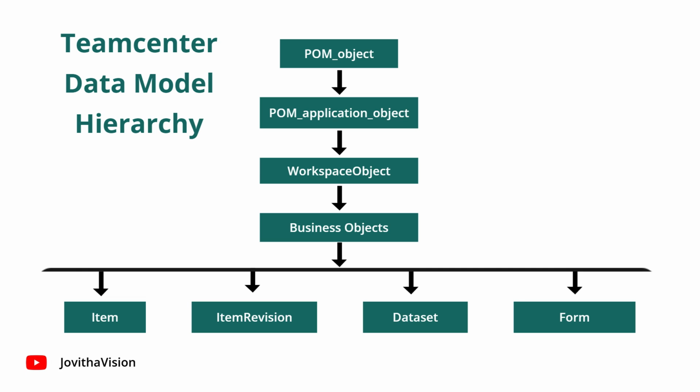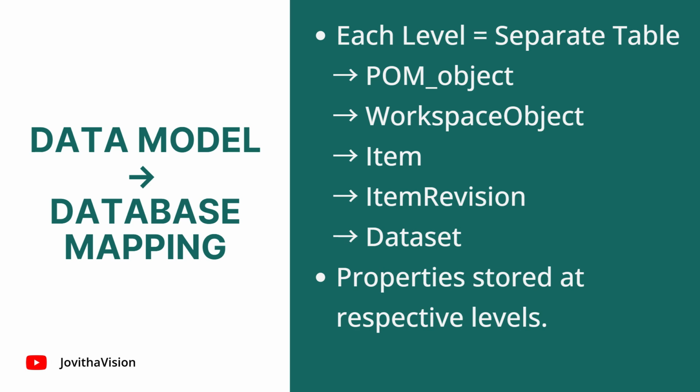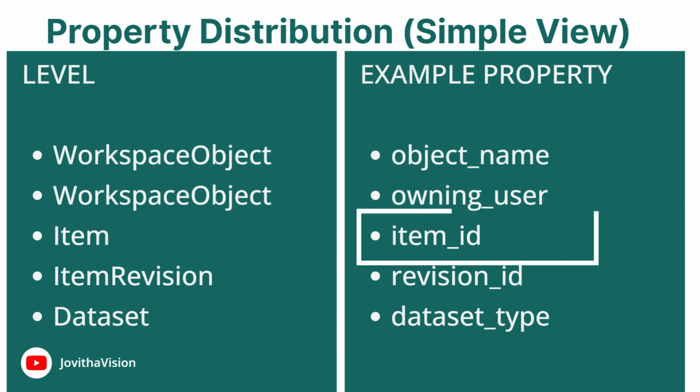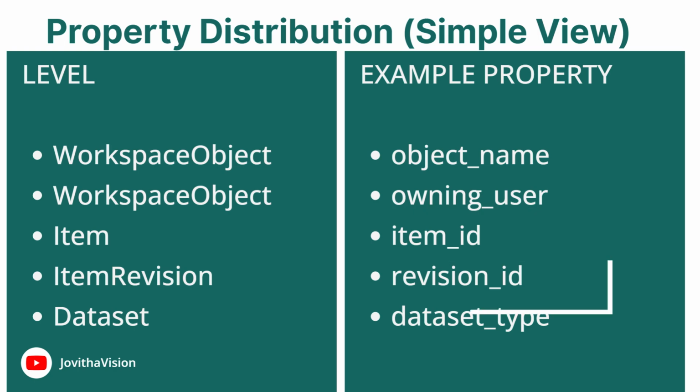This hierarchy is not just theoretical, it is actually reflected in the database. What does that mean? It means when Teamcenter stores data, it does not put everything into a single table. Instead, each level in the hierarchy has its own corresponding table in the database. So the properties defined at the workspace level are stored in one table. The properties defined specifically for item are stored in another table. The properties for item revision are stored in yet another table, and so on. That means properties are distributed based on where they are defined in the inheritance chain.